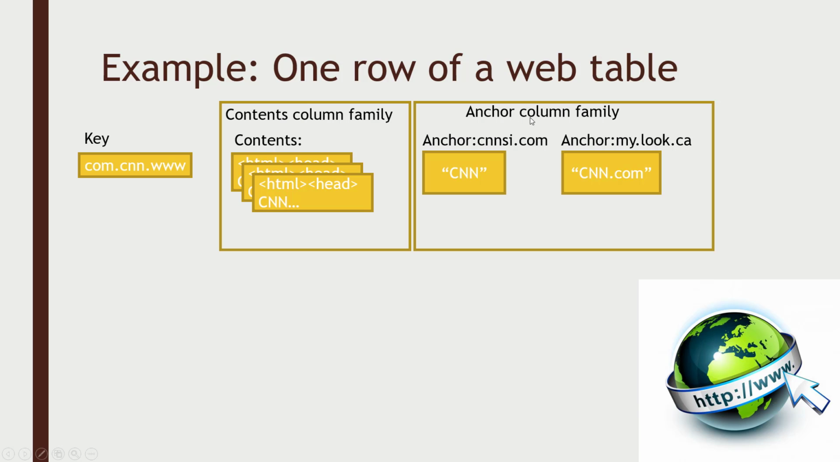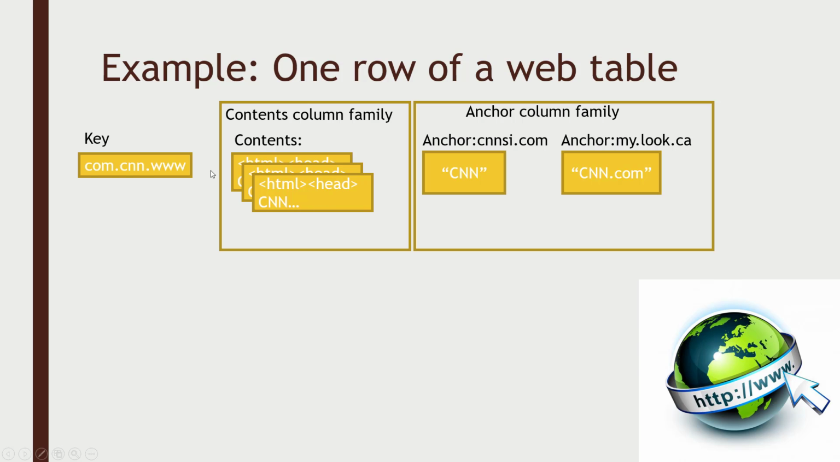So they've set things up into a couple of column families in this example. One is the contents column family, and there's only one column within this column family, contents itself. But you can see they're using the versioning feature to actually keep 3 copies of the contents of this page.